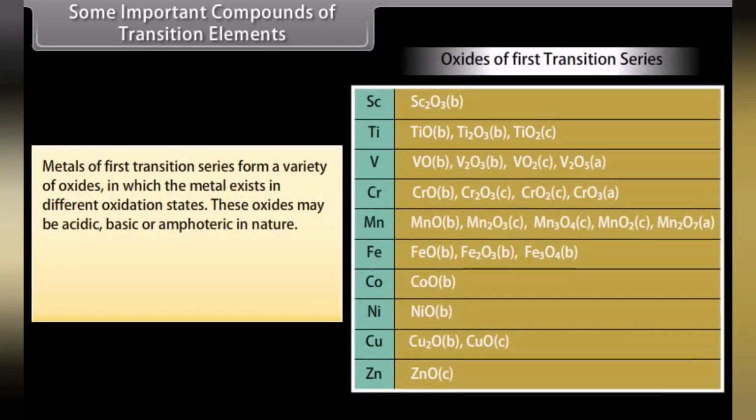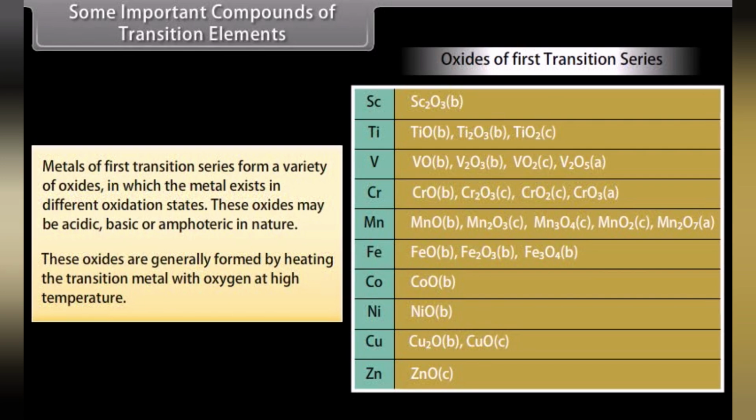Metals of first transition series form a variety of oxides in which the metal exists in different oxidation states. These oxides may be acidic, basic, or amphoteric in nature. Stable oxides have been shown in bold type. A indicates acidic, B indicates basic, and C indicates amphoteric nature of the oxide.